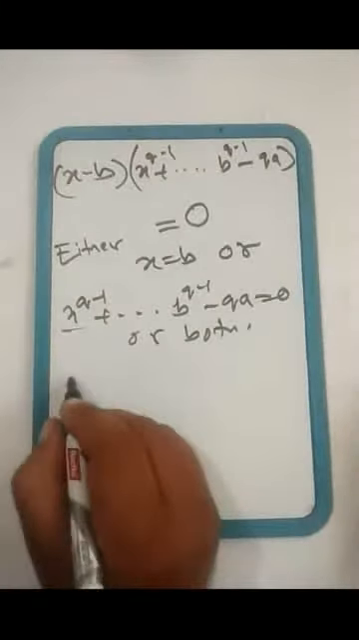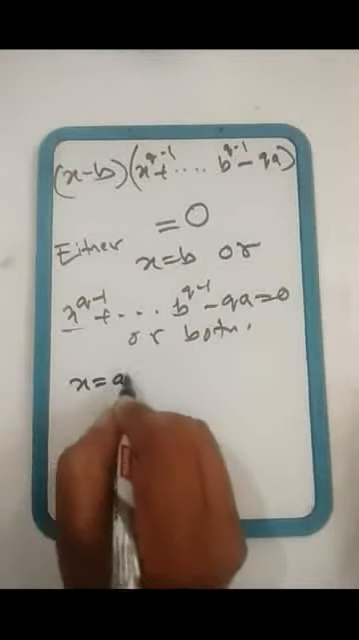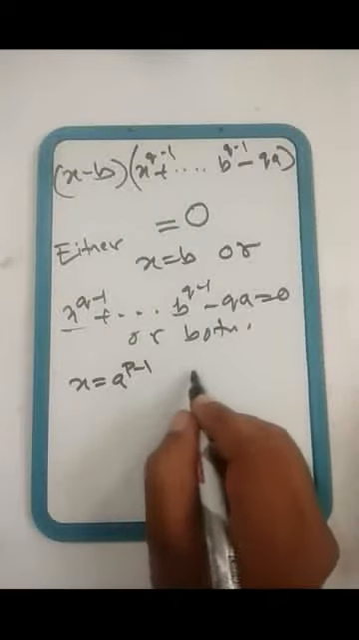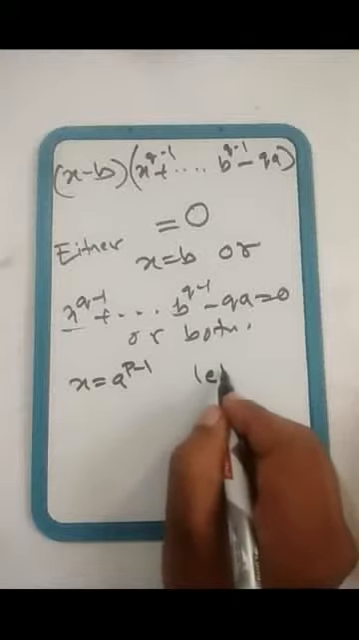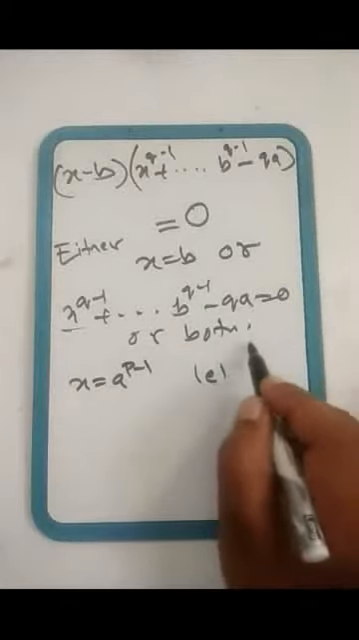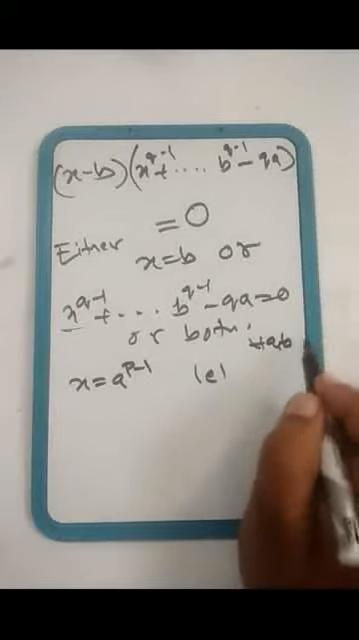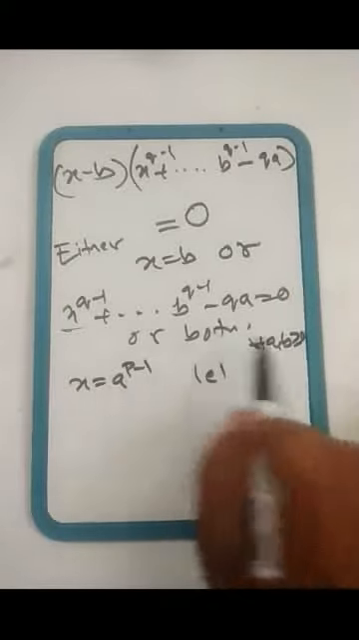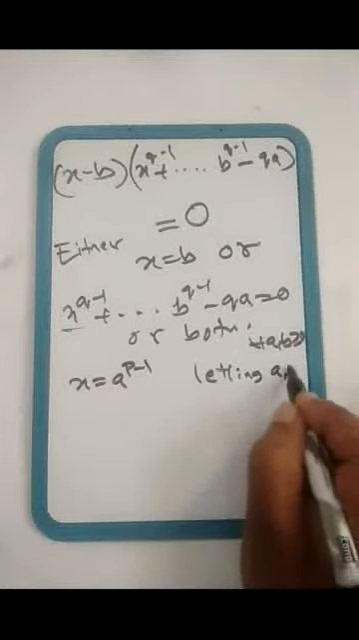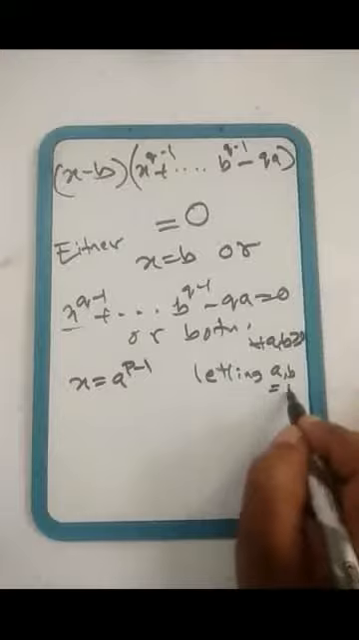If this is 0, so x was what? A raised to p minus 1. If this is 0, then Young's inequality says that this is true for all a and b greater than or equal to 0. If this is the case, letting a, b, yes, you take it to be 1.